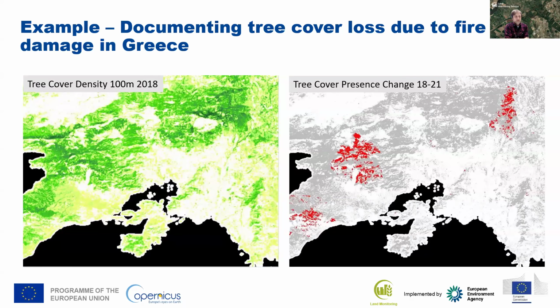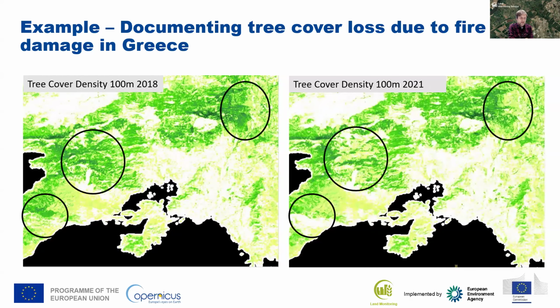And as you probably have noticed during the last years, these areas were damaged due to fires, which is then also documented here in the tree cover presence change product. So we see three major areas where the fire caused damage. So north of the city of Athens, and then also to the west we see areas where loss of tree cover occurred. And this can also be mapped in the tree cover density of 2021.